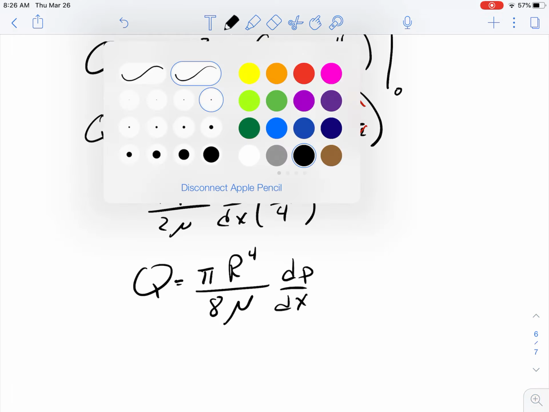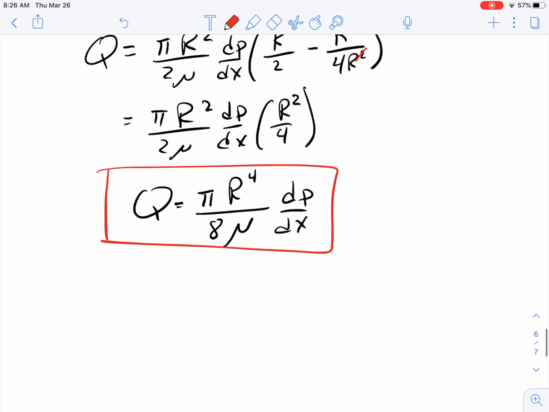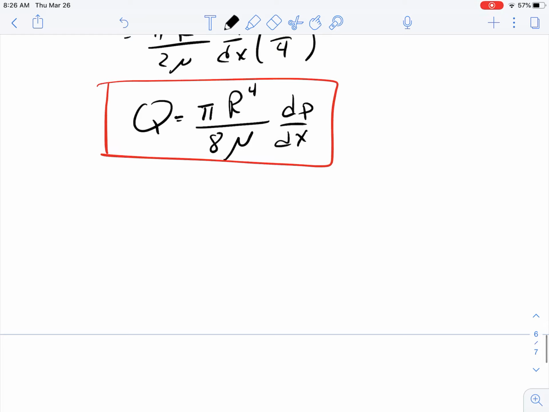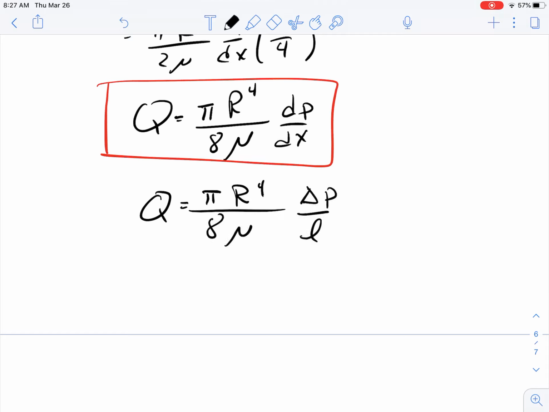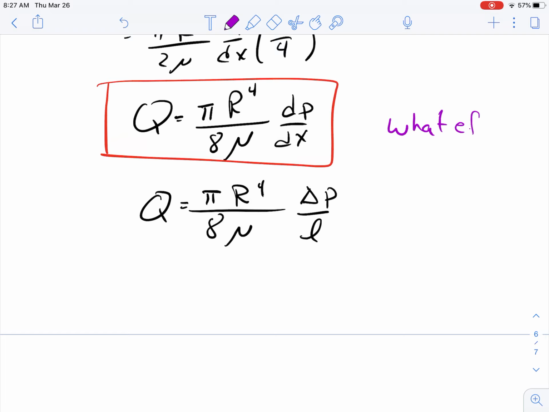which is a very, very important quantity that we look at in pipe flow problems. But let's talk about it a little bit. Another way that we can write this, slightly different, is we can think about that dp dx, instead of being a derivative, as the pressure drop over some length of the pipe. So over 8 mu times dp over L. So let's think about this from a physics point of view. What affects the flow rate, Q?